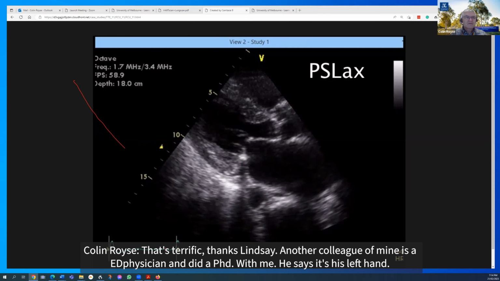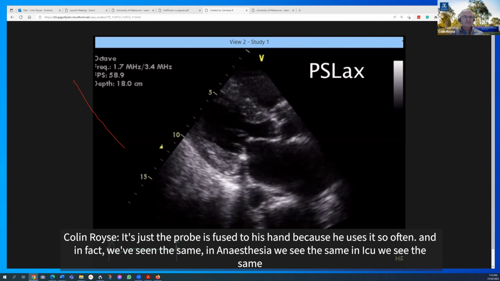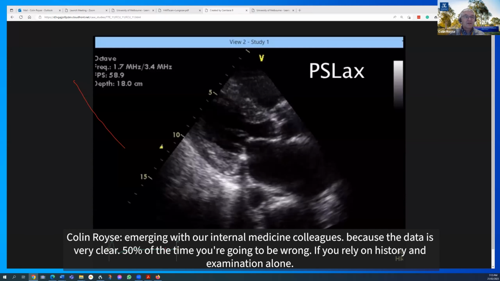That's terrific. Thanks, Lindsay. In fact, another colleague of mine who's an ED physician and did a PhD with me, he says it's his left hand. It's just the probe is fused to his hand because he uses it so often. And in fact, we've seen the same in anesthesia, we see the same in ICU, we see the same emerging with our internal medicine colleagues, because the data is very clear.